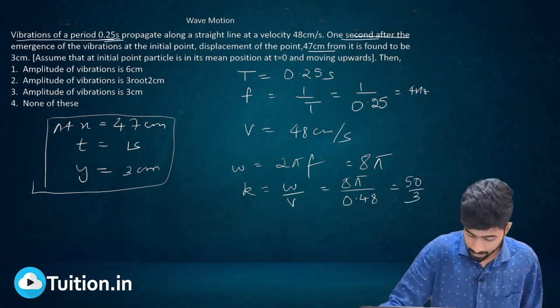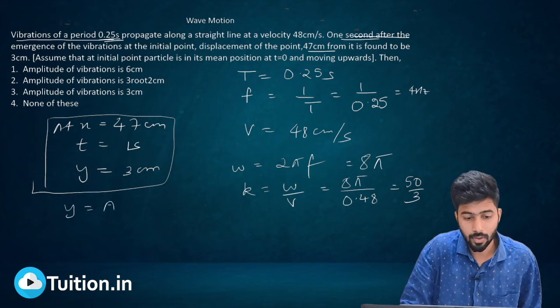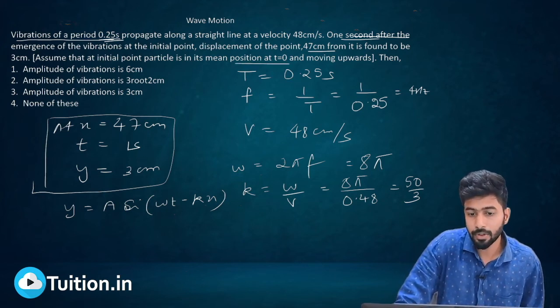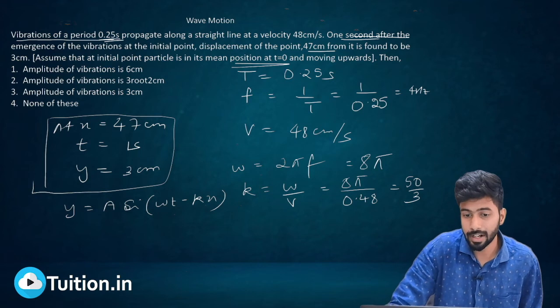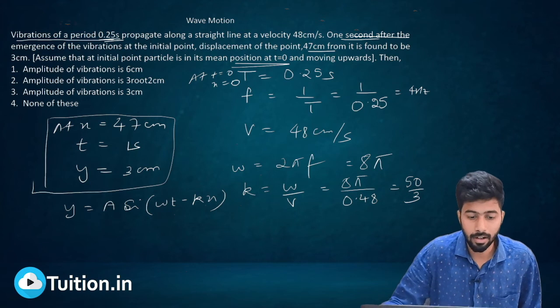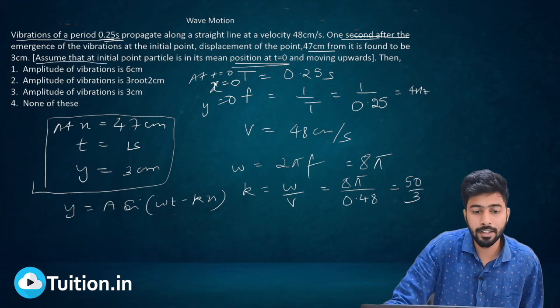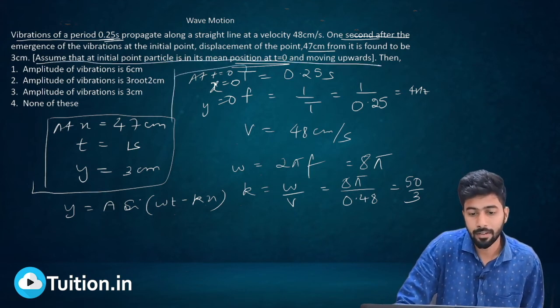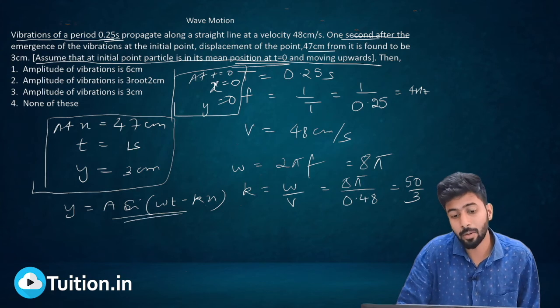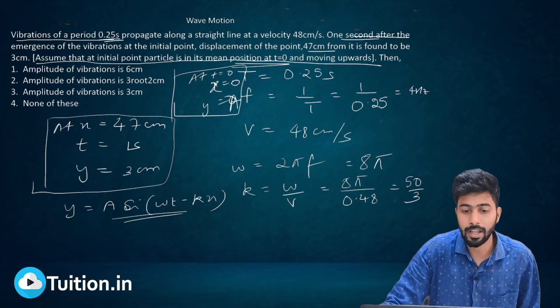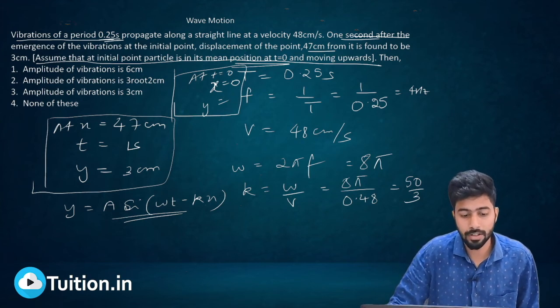That's your k. So now you will put this in the equation y equals a sine omega t minus kx, because here it's assumed that the initial point is in its mean position at t equal to 0. So at t equal to 0 and x equal to 0, your y is equal to 0. Whatever is given in the bracket actually means this. And when that happens, you will take y equals a sine omega t minus kx. You won't take a cos omega t minus kx. You will take cos only when y was equal to a. But that's not the case here. Your y is assumed to be 0.